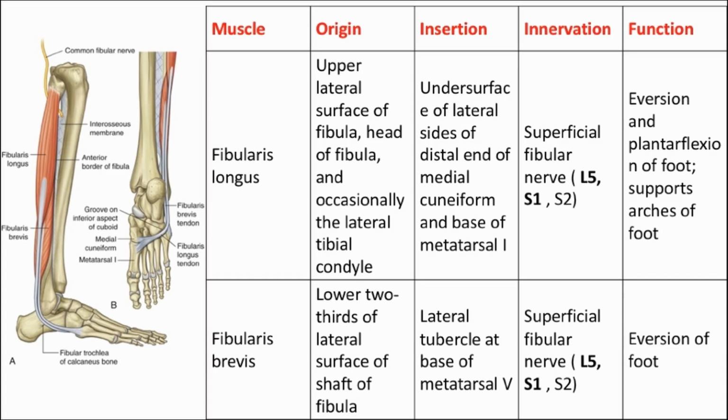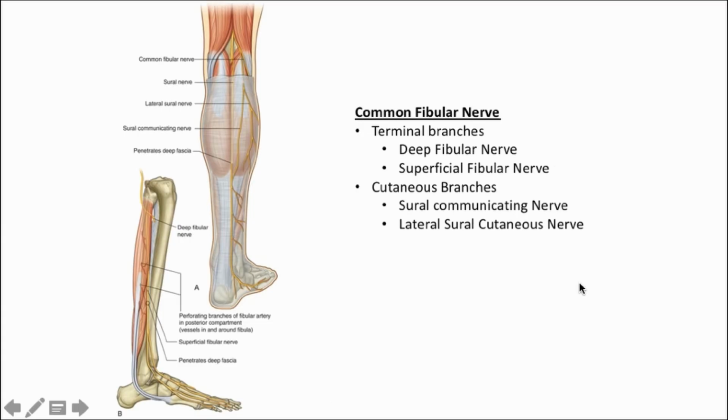The other muscle in the lateral compartment is fibularis brevis. This muscle is deep to fibularis longus in the leg and originates from the lower 2/3 of the lateral surface of the shaft of the fibula. And this assists in eversion of the foot. It's innervated by the same superficial fibular nerve.